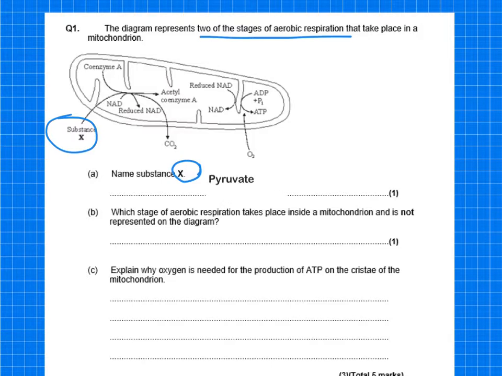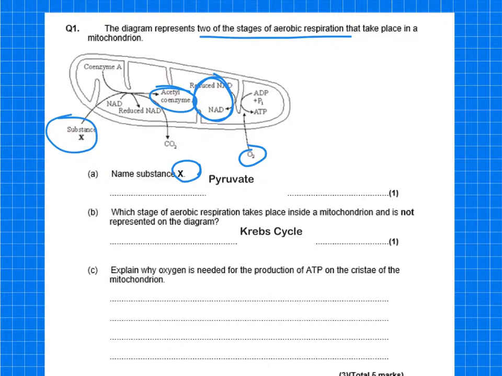Then question B: which stage of aerobic respiration takes place inside a mitochondrion and is not represented in the diagram? If you look, you can see oxygen is going in, so that must be the ETC. You've got the link reaction with acetyl coenzyme A, but I can't see the Krebs cycle, so that is the answer, the Krebs cycle.